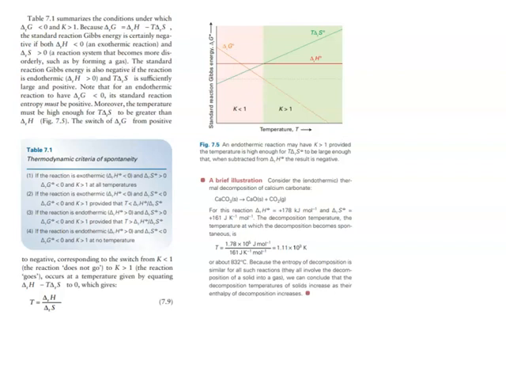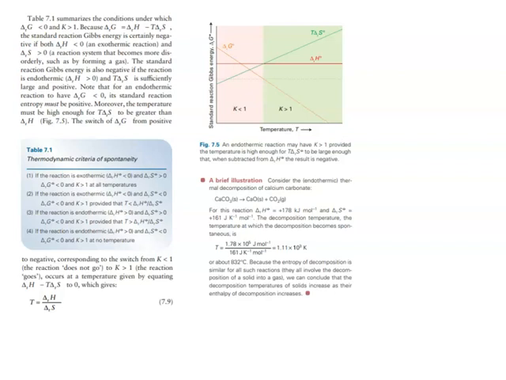The standard reaction Gibbs energy is also negative if the reaction is endothermic and T delta S is sufficiently large and positive. Note that for an endothermic reaction to have delta G be less than 0, its standard reaction entropy must inherently be positive. Moreover, the temperature must be high enough so that T delta S can be greater than delta H, which is why we have temperature thresholds for spontaneity in endergonic reactions like the melting of ice, which we've discussed in previous chapters.